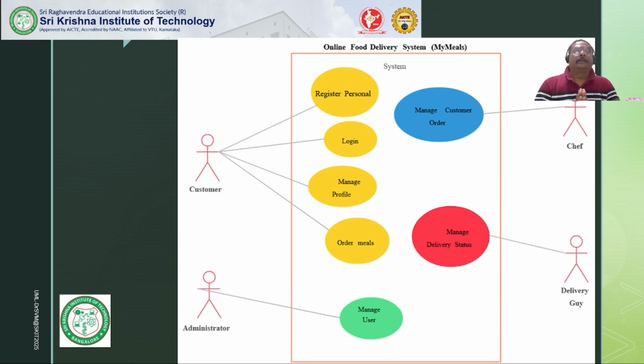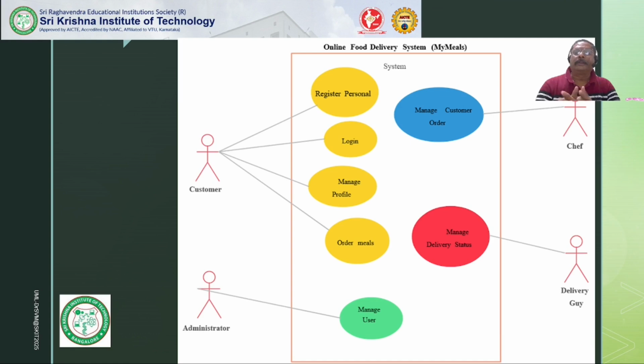Another thing we missed is that there are two types of actors. One is a primary actor who initiates the activities, and there are secondary actors who just take the order and respond back. The customer initiates the activities, so the customer is a primary actor. Admin is a primary actor, initiating the activity. The chef will start his preparation only when he gets an order, so the chef will not initiate any activity. Therefore, a chef is not a primary actor; he is a secondary actor.